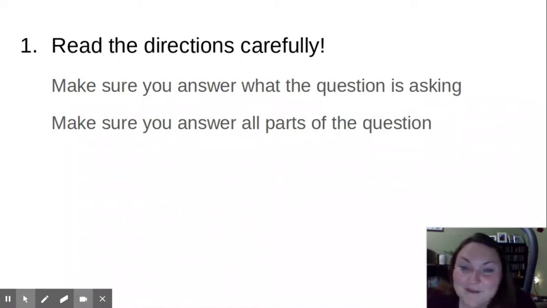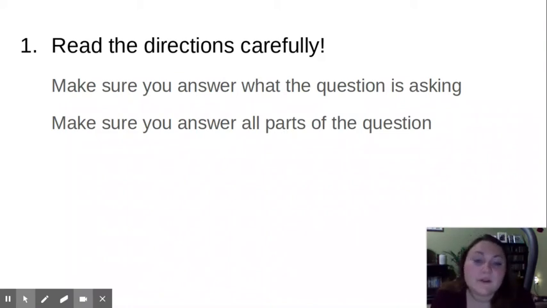And then the second part of that, make sure you answer all parts of the question. One of the most beloved questions I have is asking you guys why or explain how you know, those types of things. Usually those are a follow-up question. So I might give you a math problem and say, what's the answer? Justify or explain how you got that. There are two parts to the question in that.